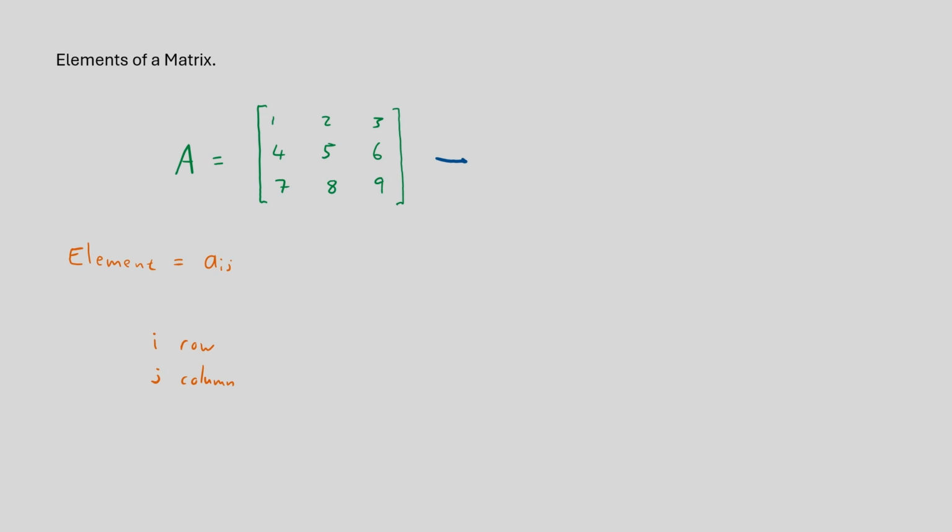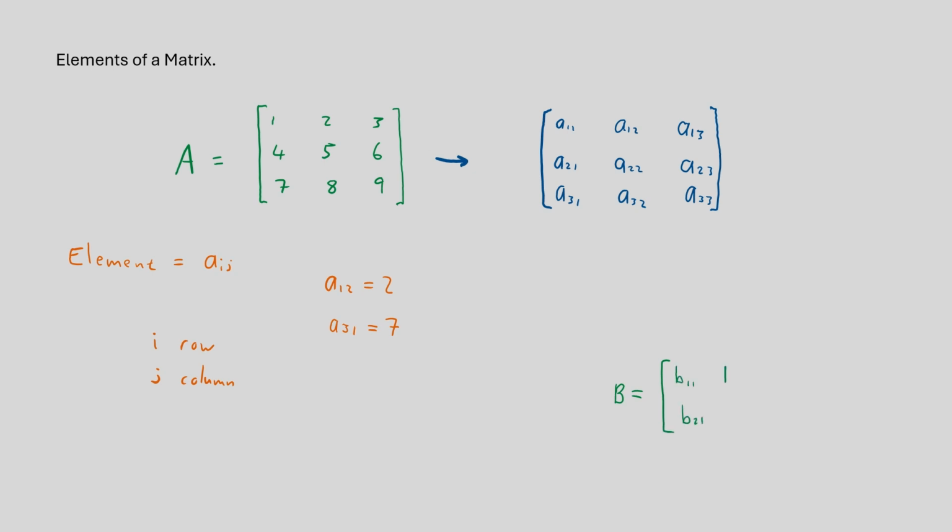Drawing an extra matrix to the right here can help show what this means. For our matrix A, A12 is the number 2, as 2 is the element in the first row and the second column, with the element in the third row and the first column being the number 7. And we'll just write down a small matrix labelled B to show that the elements in that case would be labelled with a small b.